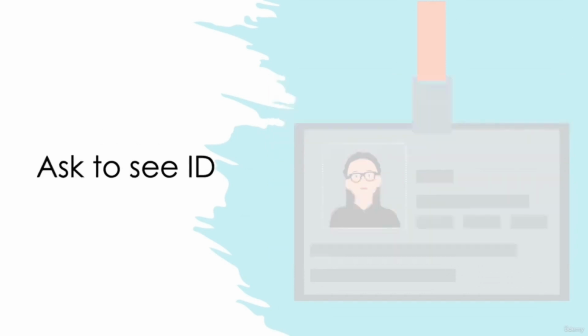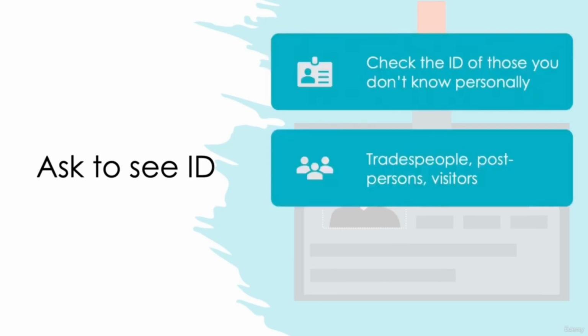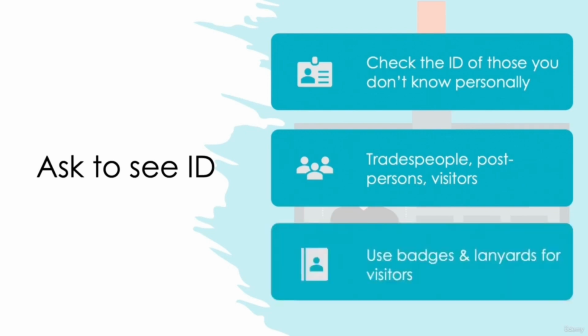Ask to see ID. Oftentimes it might not be possible to know every person who enters your workplace, so be sure to check the ID of individuals you don't know personally. This could be tradespeople, post people, or visitors on site to attend a meeting. Operating ID checks for all also means you don't run the risk of offending people when asked. It may also be useful to use internal visitor badges or visitor lanyards, which prevents others from asking the same questions each time.